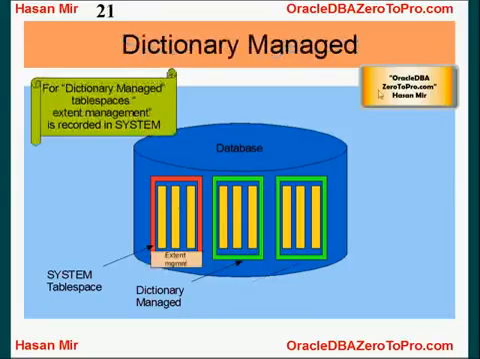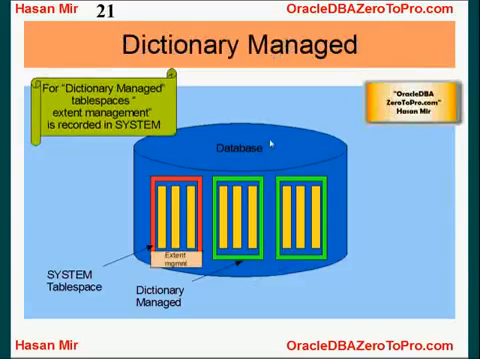Okay, let's talk about dictionary managed table space. For a dictionary managed table space, the space management or extent management information is recorded in the system. For example, this is our dictionary managed table space, and what extents are available, what extents have been used, where the new information will be written, all that is stored in the system table space about this dictionary managed user table space. So let's call this table space a user table space.